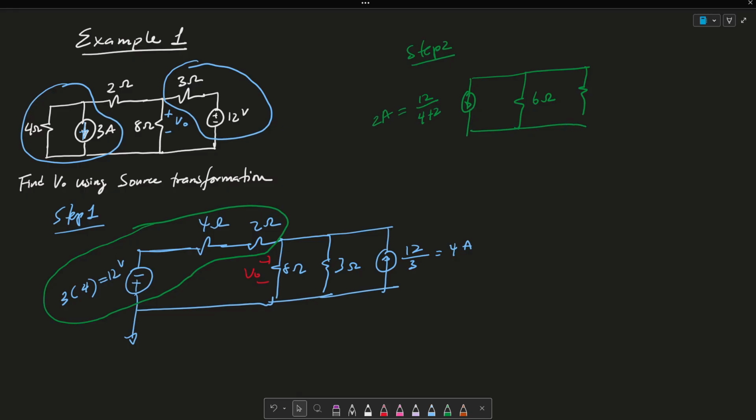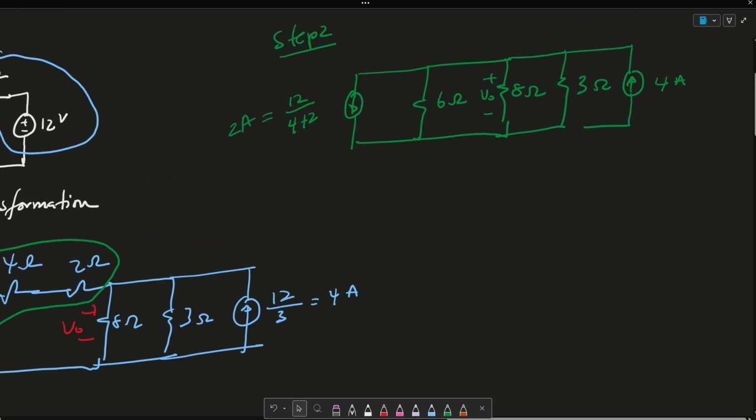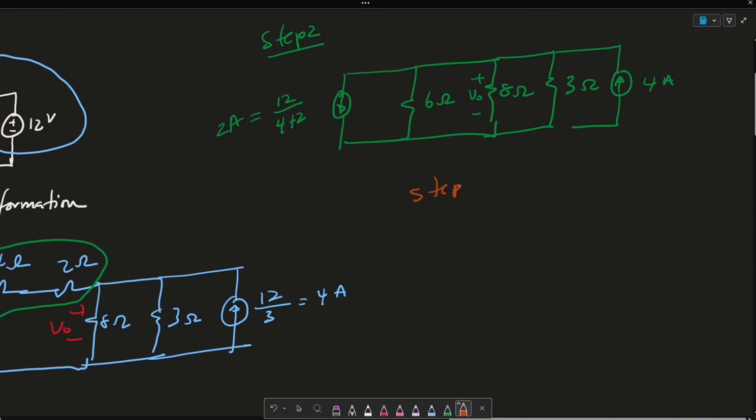We can then talk about my 8 ohm resistor. My voltage drop is VO here. And then I'm going to keep the 3 ohm resistor and the 4 amps current source. All right. So then we can finally do another transformation here. So we call this step 3. I'm actually going to zoom in. We could call this step 3.